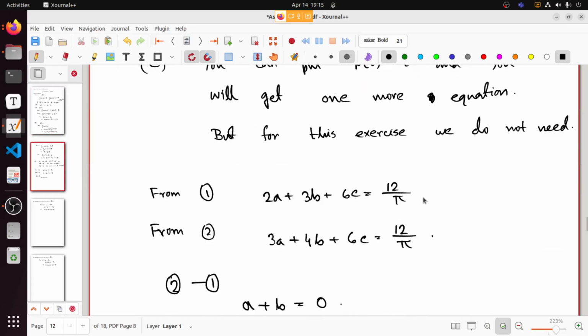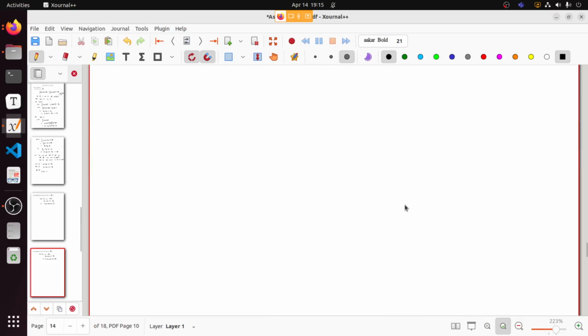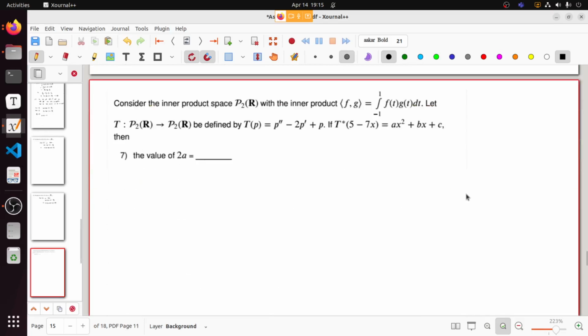Okay, let's move to question number 7. Question number 7 is a similar type of question. Consider the inner product space P2(R) with the inner product, this time, integral from -1 to 1 of f(t)g(t) dt, and T is a linear operator from P2 to P2 defined by Tp = p'' - 2p' + p, and it's given that T*, the adjoint of T, takes 5 - 7x to ax² + bx + c. Then you have to find the value of 2a, and consequently you have to find b and c also, right?